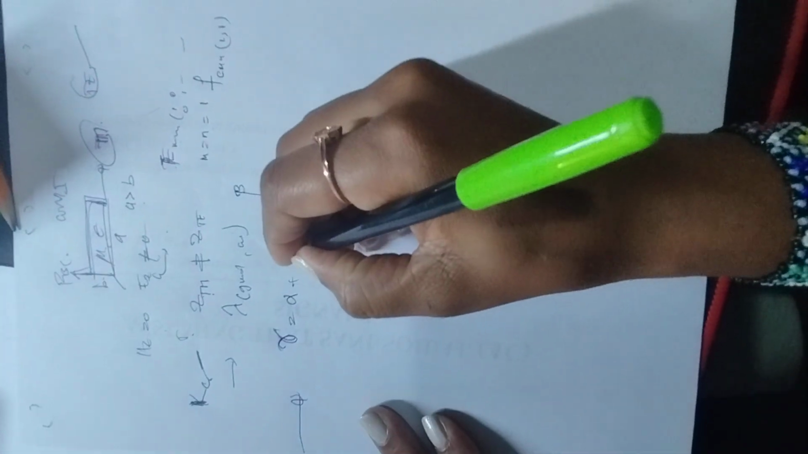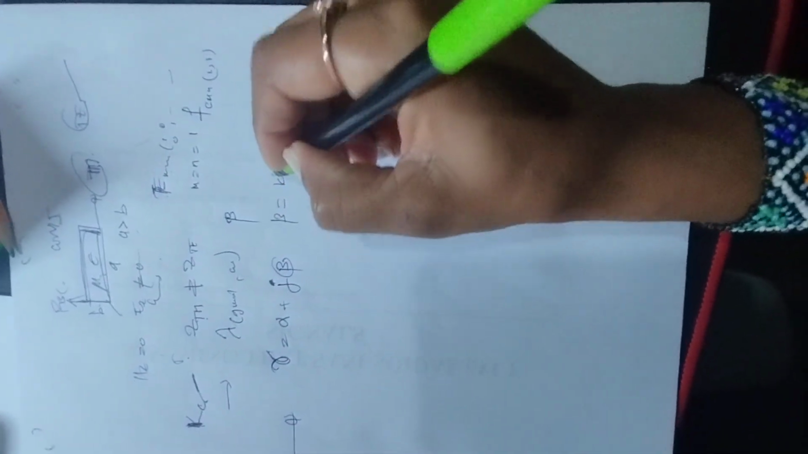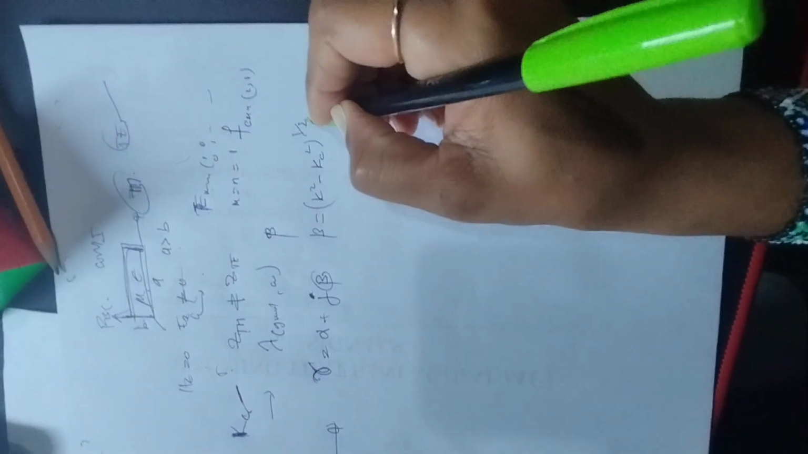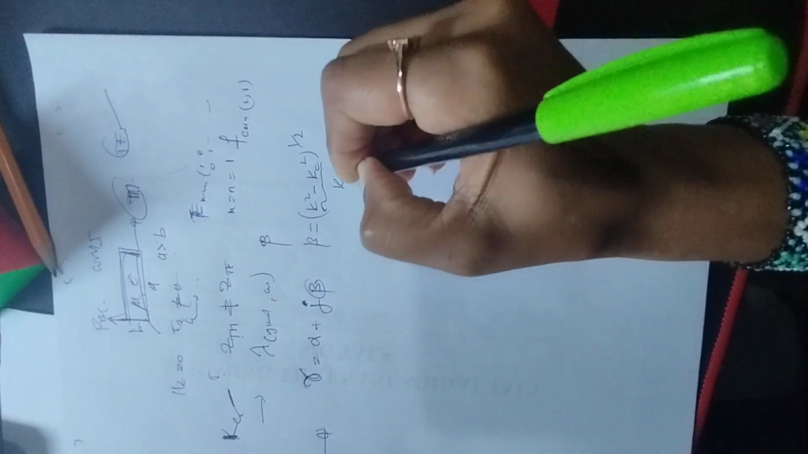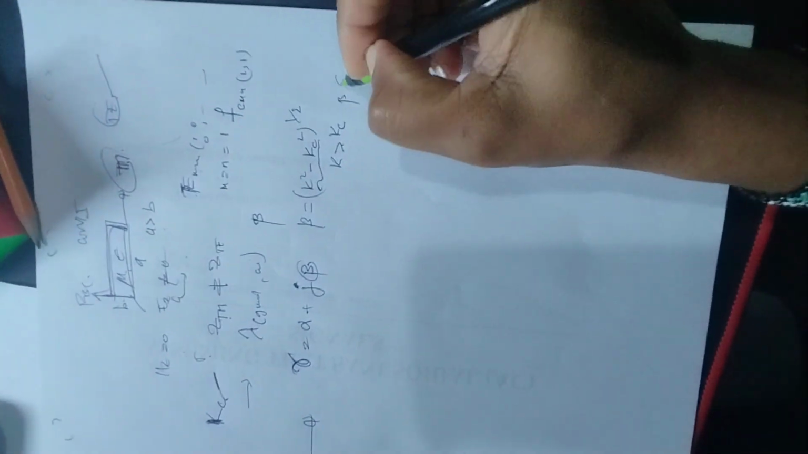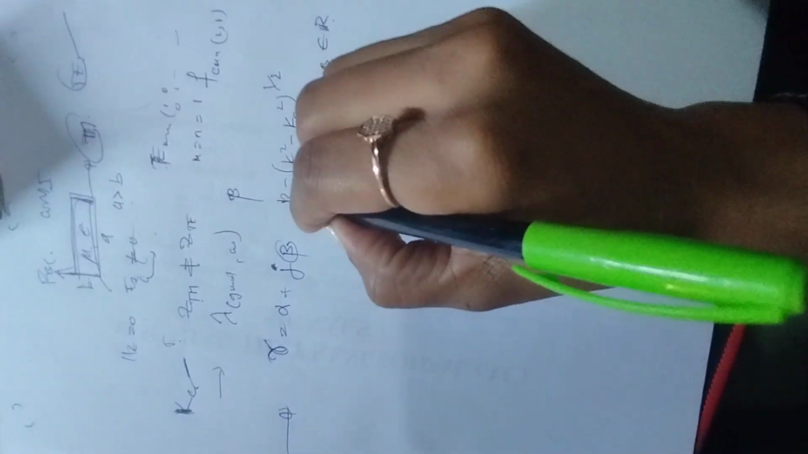I will call your attention: the propagation constant is the attenuation plus the phase constant. When we derive the propagation constant, beta is the square root of k squared minus kc squared. For this to exist, k needs to be greater than kc, so that beta is a real number.